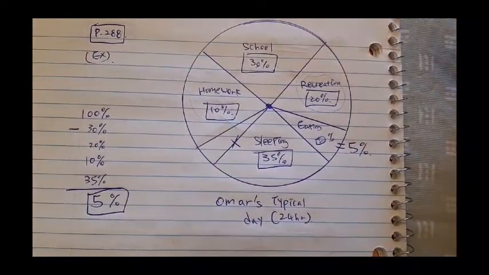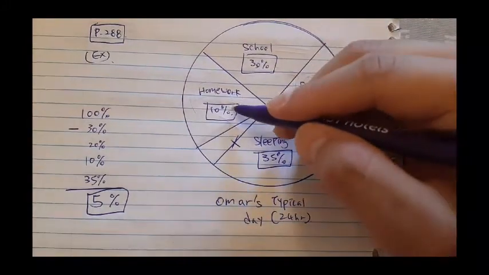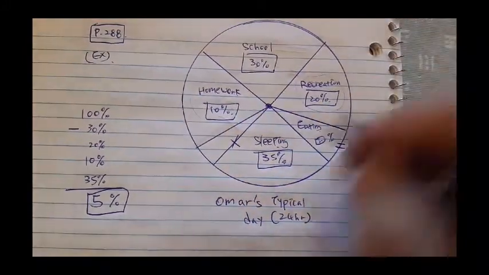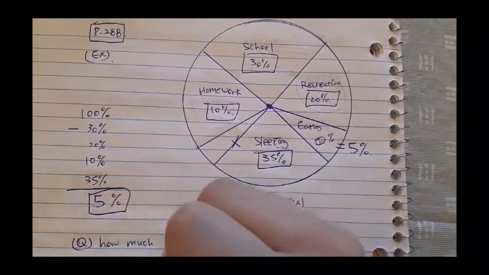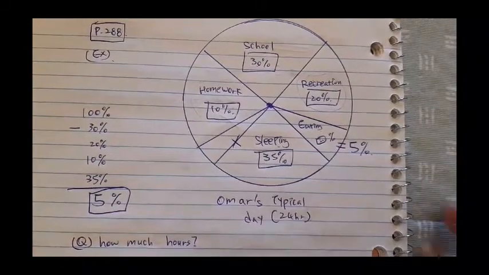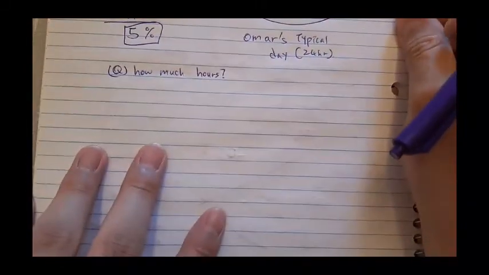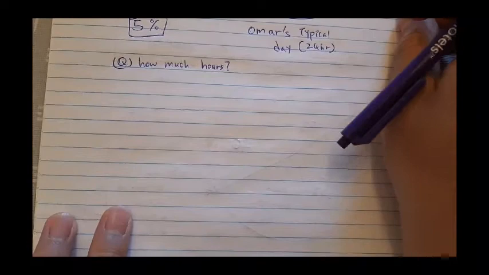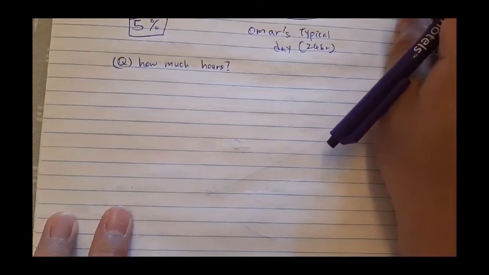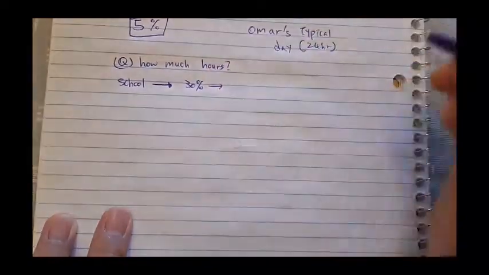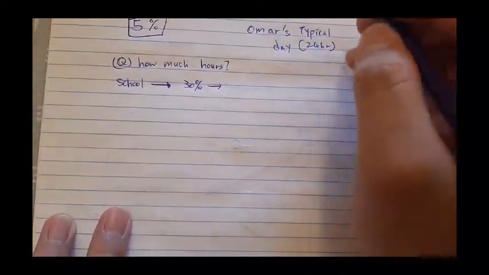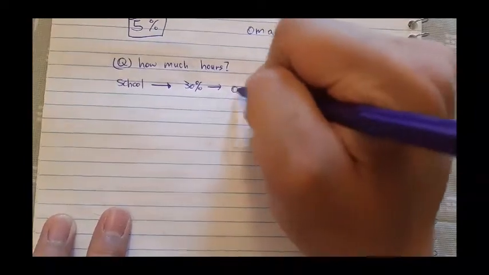Now, the question also asks, okay, we have percentage for everything. That means how many hours does Omar spend for everything? So here's what we need to do. We need to do percentage work. And this is what we do. School work, let's talk about this first. The percentage is 30%. So that means if I convert that into decimal, 30 divided by 100, so that's 0.30.